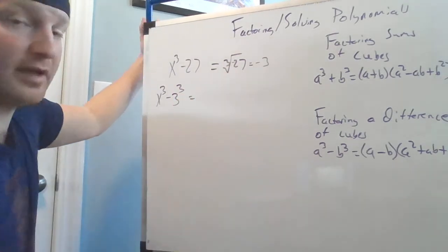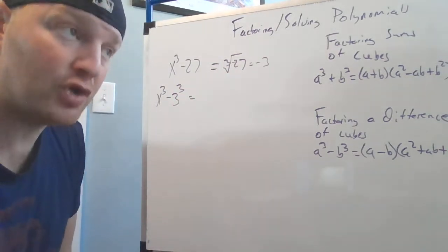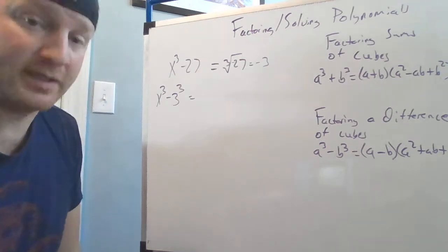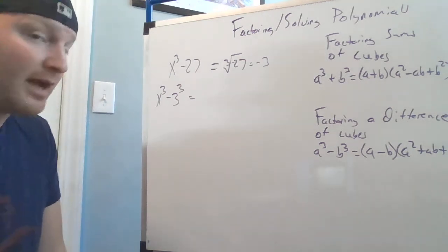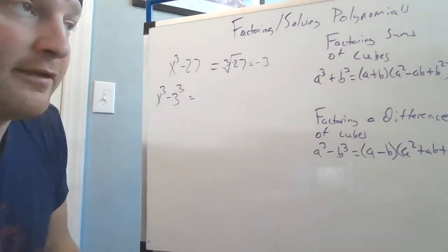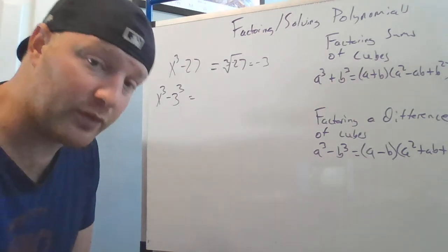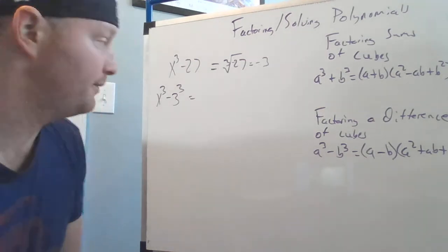You can take the cube root of a negative number because negative cube roots exist, negative fifth roots exist, negative seventh roots exist, negative ninth roots. You see that point there? Negative square roots, negative fourth roots, negative sixth roots don't exist.